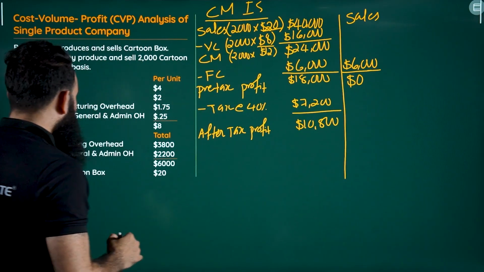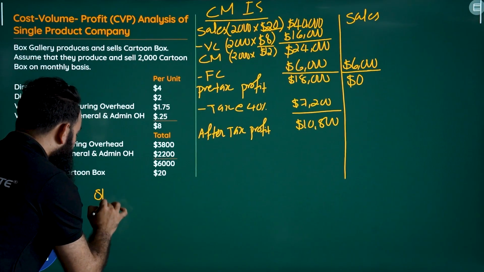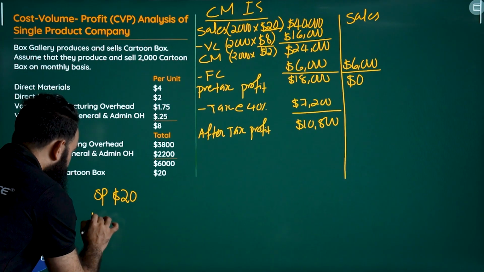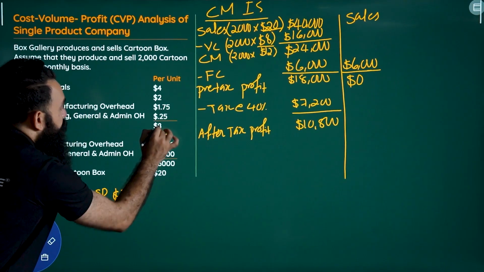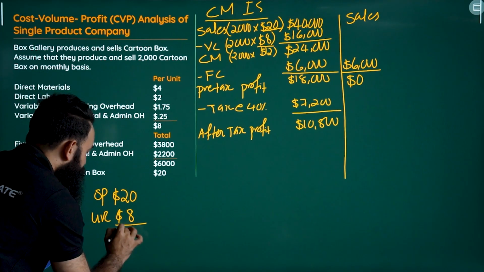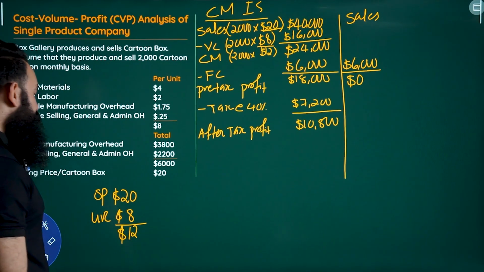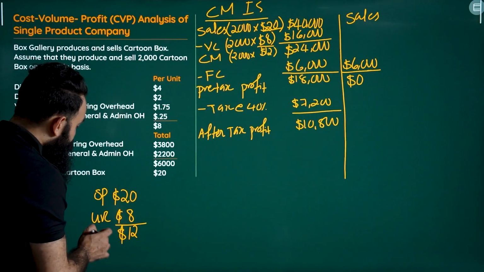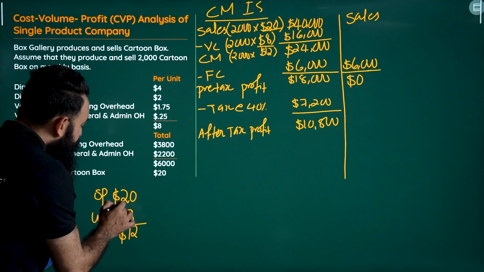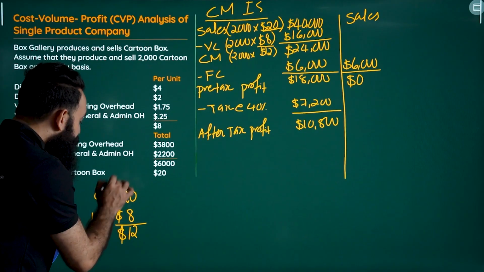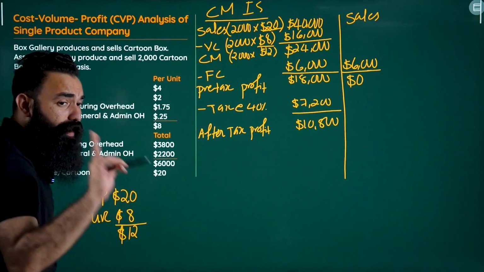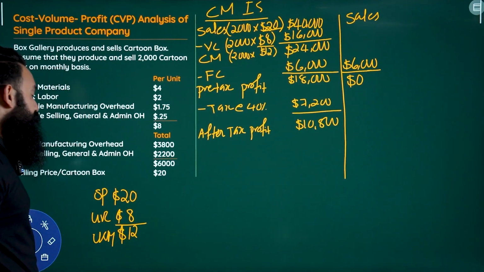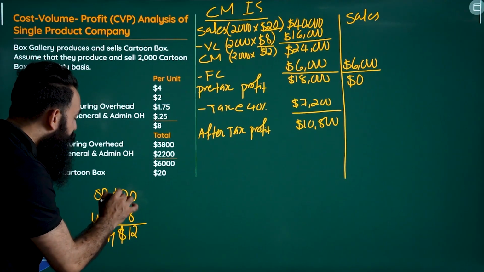As we know that we have selling price of $20, right? And unit variable cost of $8, right? And unit contribution margin of $12. From this, we are going to develop our proportions, right? Here, see, this selling price means sales of 1 unit, right? This is unit variable cost of 1 unit. This is contribution margin of 1 unit, right? So here the sales will be 100% of sales.